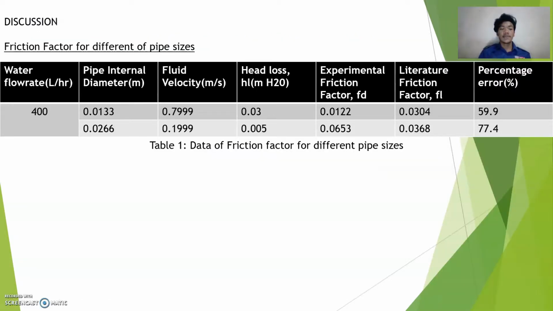So for the discussion of our results, Table 1 shows the friction factor for different pipe sizes. By increasing the pipe diameter, the head loss decreases and the friction factor increases. Analytically, when the inside diameter is increased, the flow area also increases, so the velocity will be reduced. When the velocity is reduced, there is a lower head loss due to friction in the pipe, since less energy is needed to overcome the friction in order to meet the demands of the velocity.